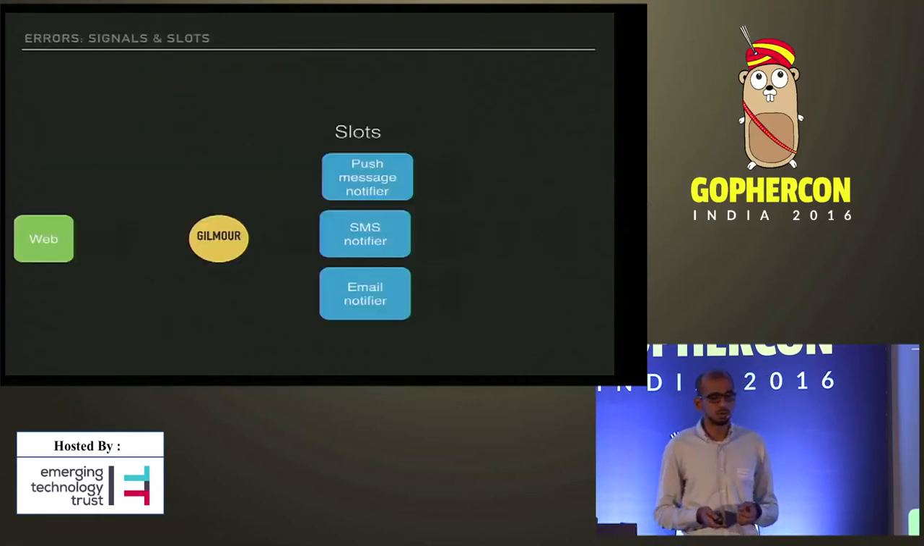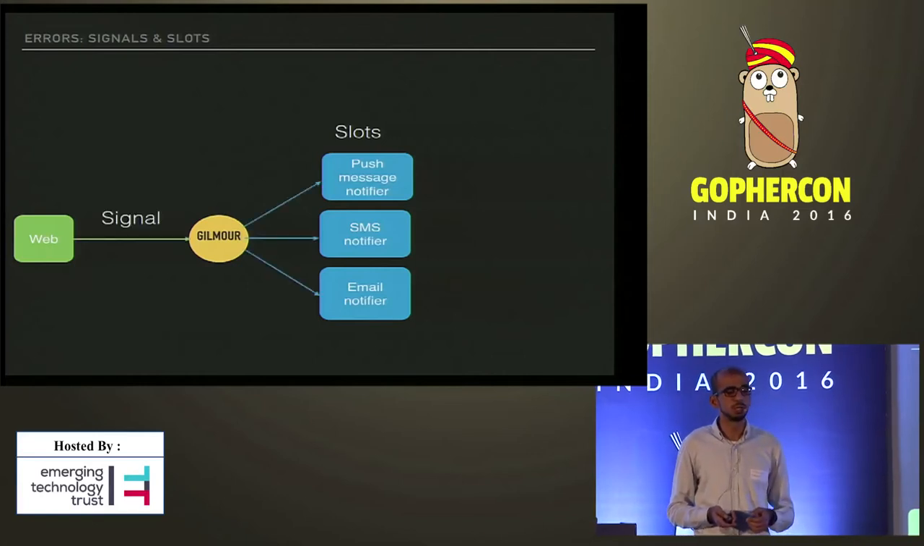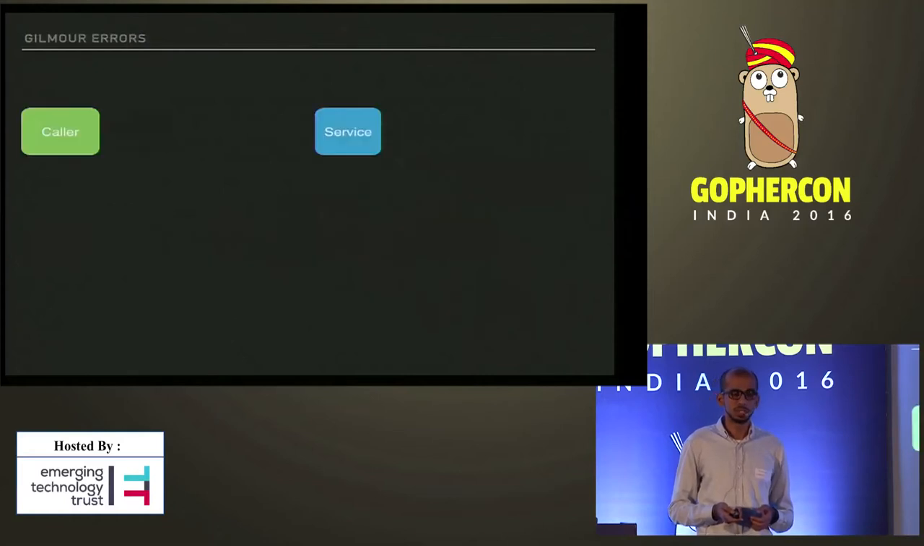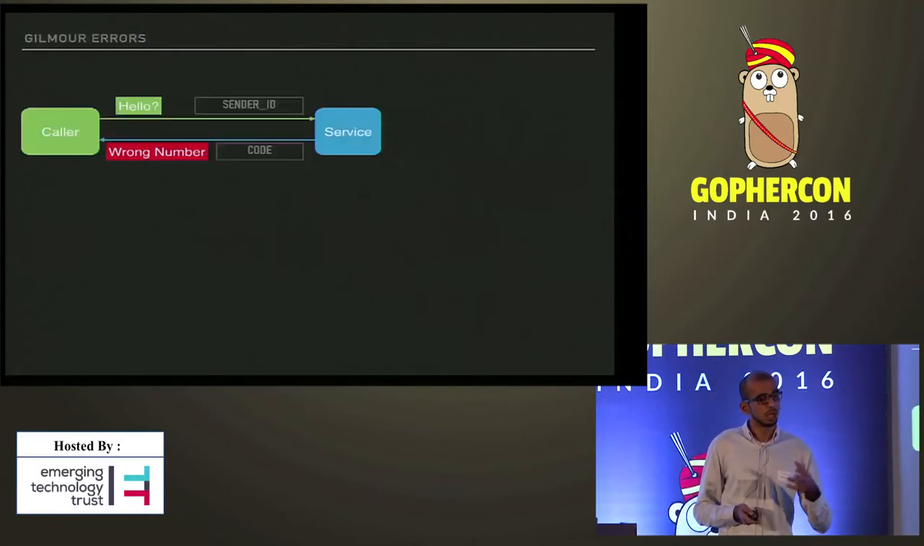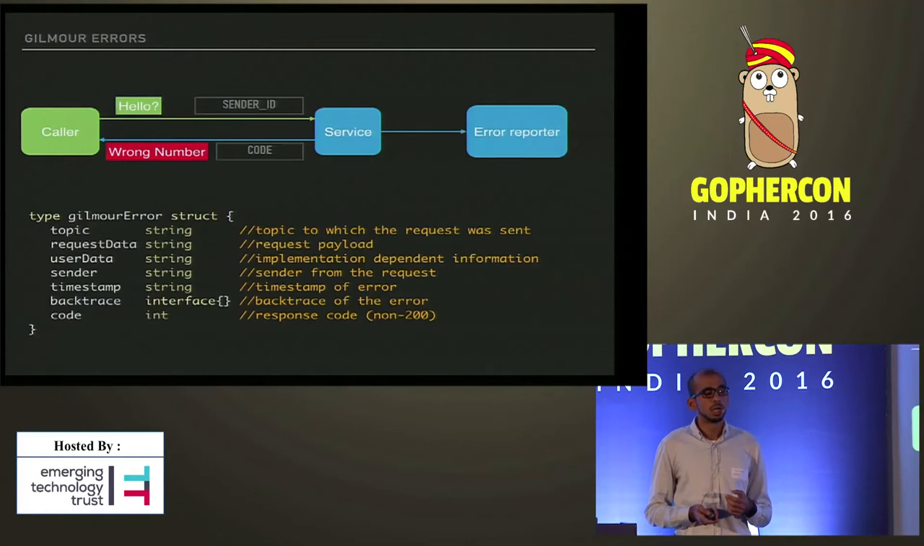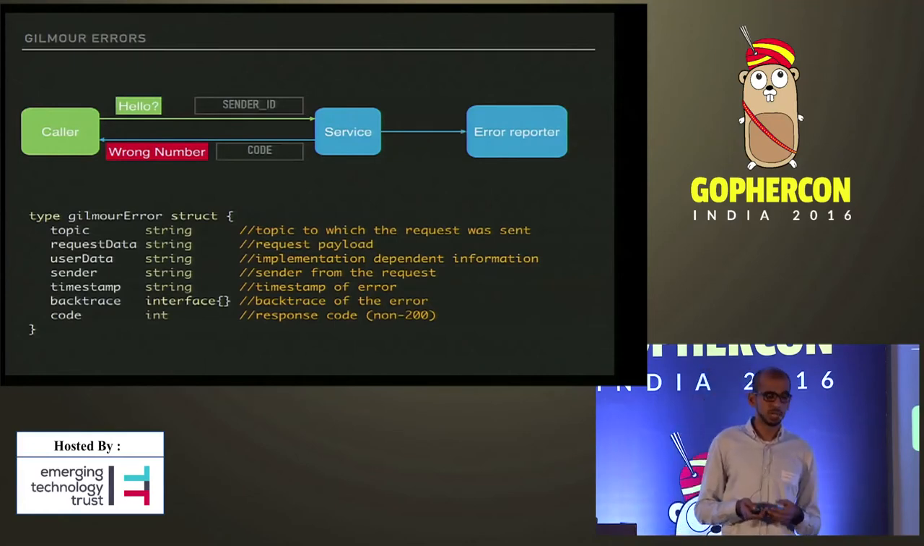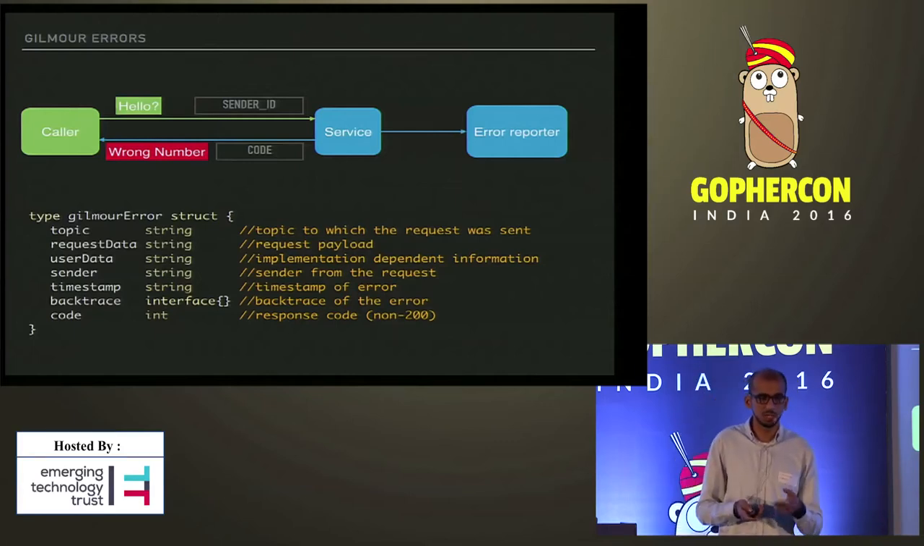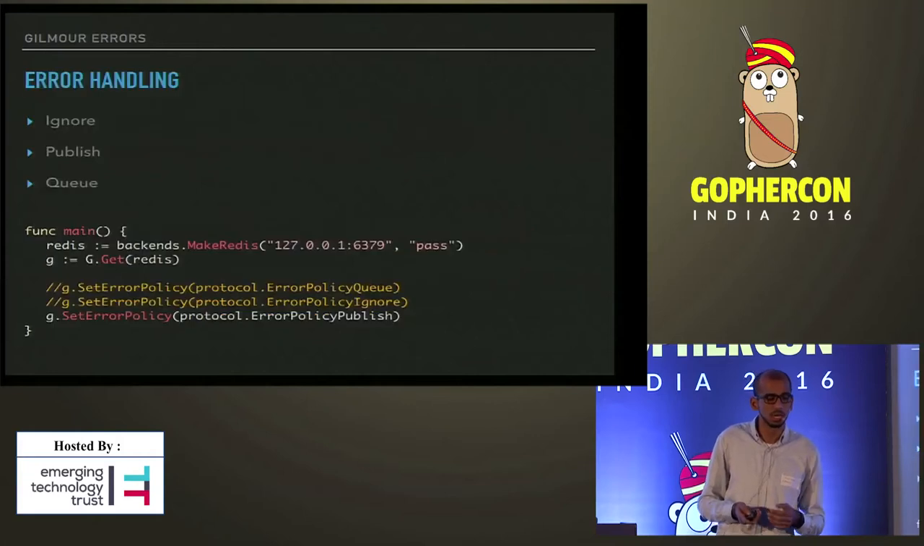So a typical error flow would look like this. We go back to the same example. You send in a signal, the slot receives it, forwards it to the error. Same is the case with the request response as well. It forwards it to the error. A typical error structure looks like this. It has topic, request data, user data, sender, timestamp, backtrace, code, which you can pretty much deal with. I'll show in the next slide what it does.